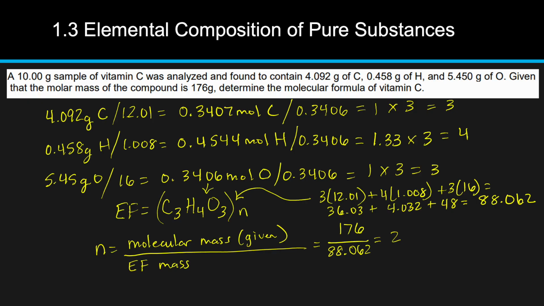So this here is our empirical formula. Our molecular formula is just that multiplied by 2. So we'll now have 6 carbons, 8 hydrogens, and 6 oxygens. This would be our final answer for the molecular formula.